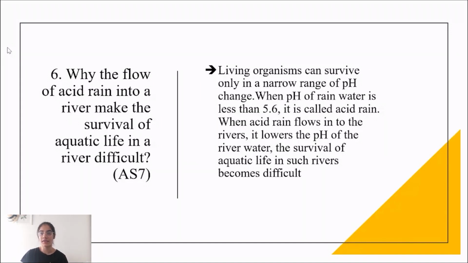So, to give an answer to this question, we can say living organisms can survive only in a narrow range of pH change. When pH of rainwater is less than 5.6, it is referred to as acid rain. When this acid rain flows into the rivers, it lowers the pH of the river water and makes it highly acidic. And the survival of aquatic life in such rivers hence becomes difficult. That is it for this question. Let's go to the next one.